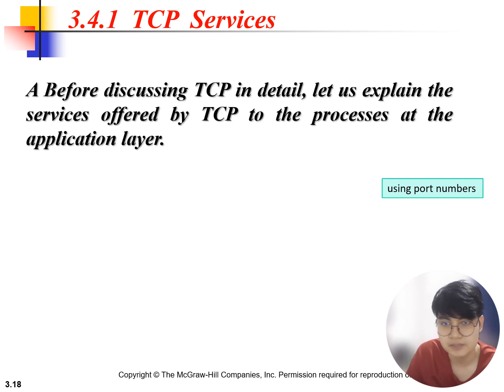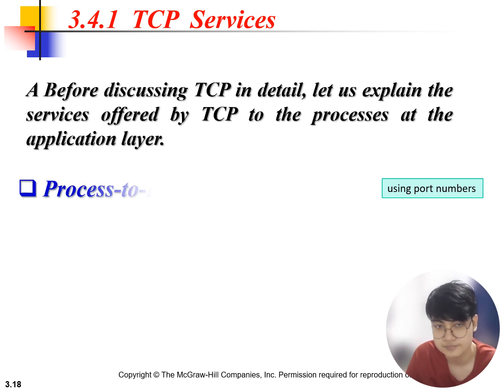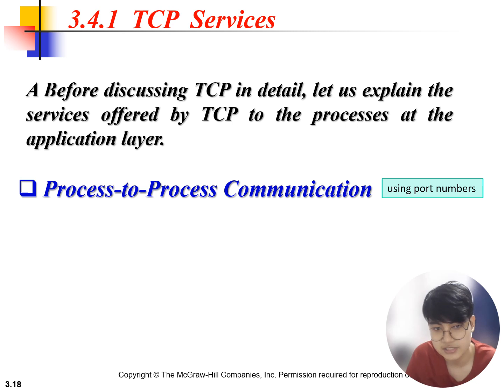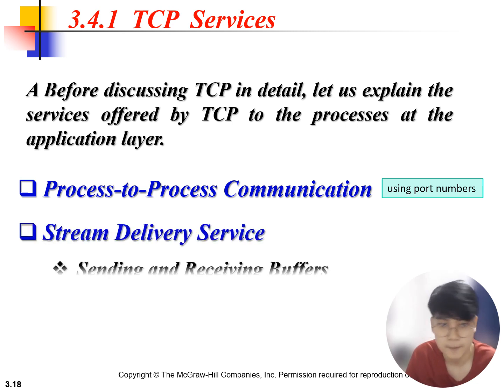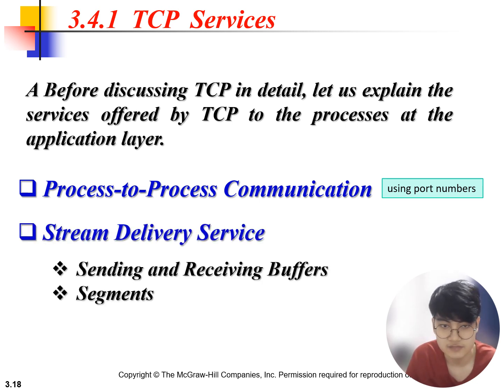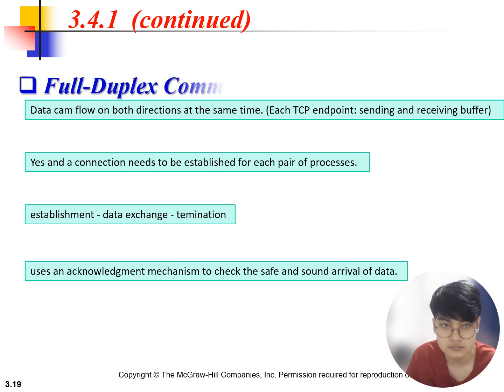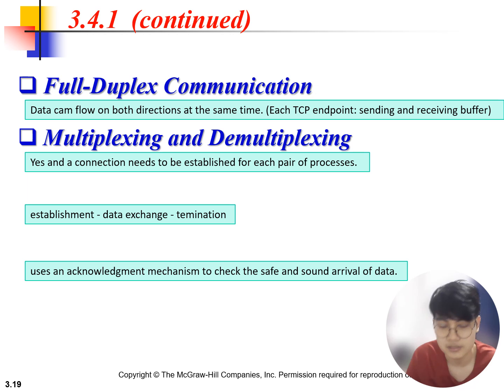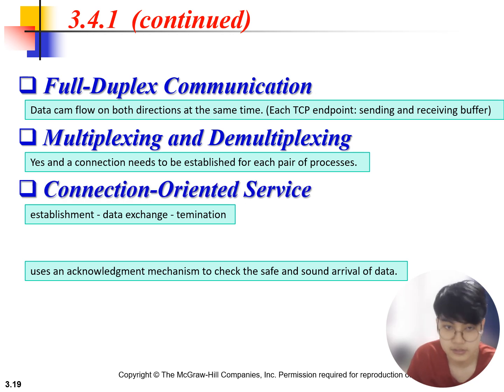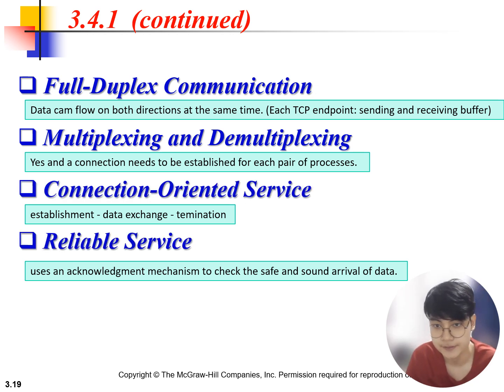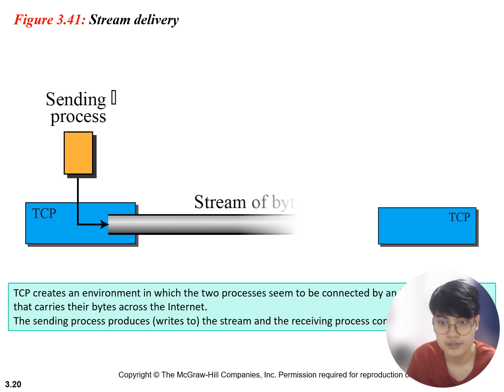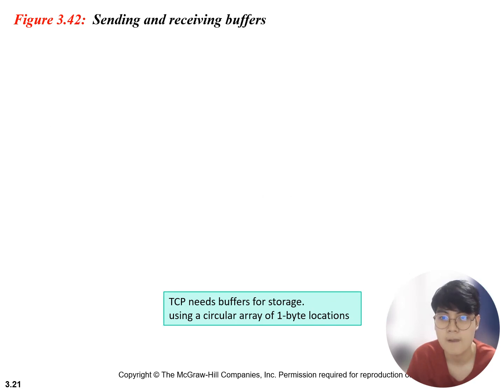Before discussing TCP in detail, let us explain the services offered by TCP to the processes at the application layer: process-to-process communication, stream delivery service, sending and receiving buffers, segments, full-duplex communication, multiplexing and demultiplexing, connection-oriented service, and reliable service. Okay, this is stream delivery.